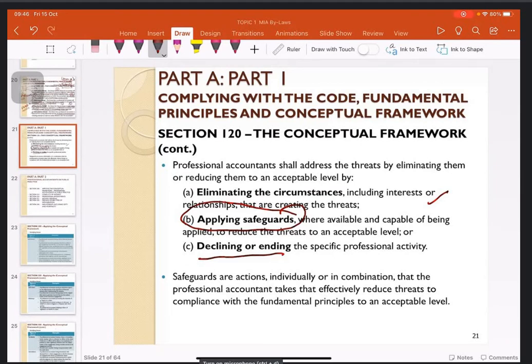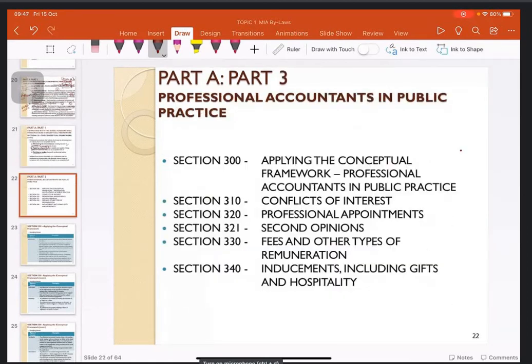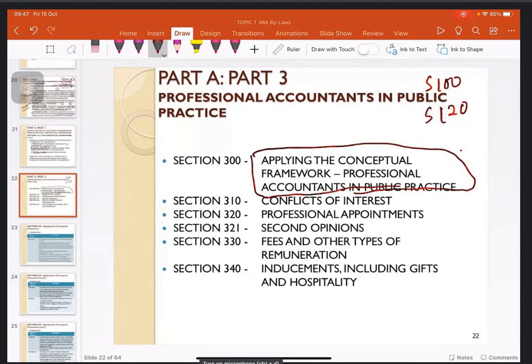In section 300, we talk about how to apply the conceptual framework. This is important: how do we apply the conceptual framework. Section 100 talks about the fundamental principles. Section 120 talks about the conceptual framework. Under certain situations, there are threats where you will not be able to fulfill the requirements of section 100. Am I right, class?